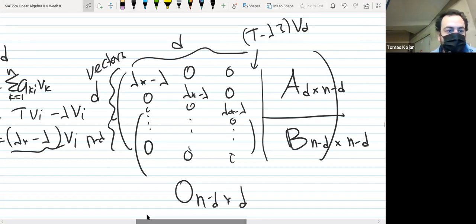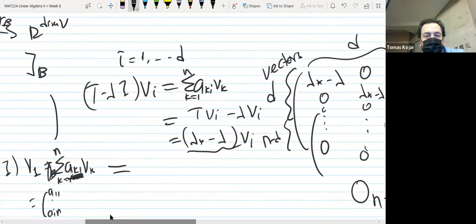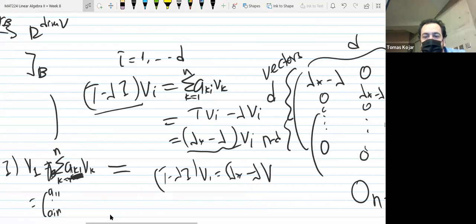Questions? Can you use the mic? Because you have good questions. So are we saying that basis B has V1? No, you have to evaluate the map, right? So T minus lambda I at V1 is just lambda star minus lambda times V1. So that's why we get this. You have to evaluate with the map. Is that okay?